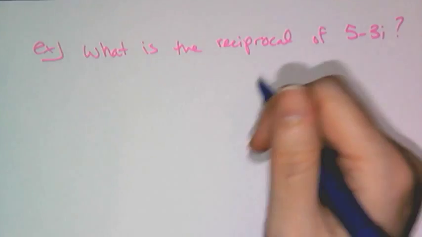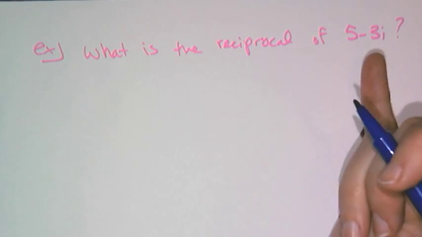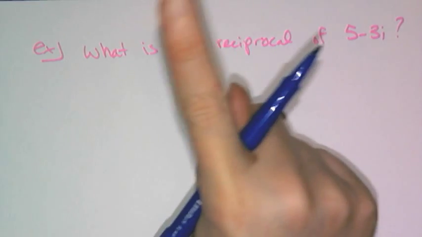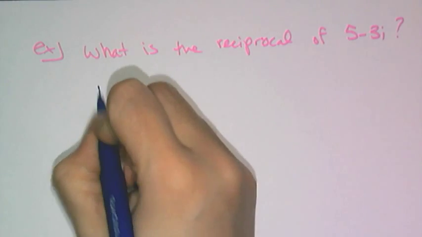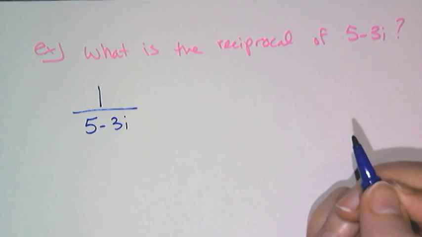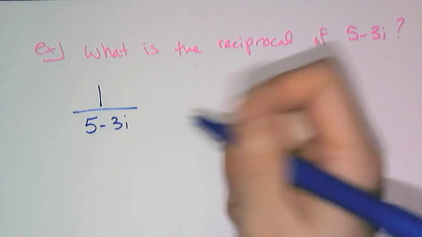And the whole point of complex conjugates is to be able to simplify when I have an i in the denominator. Because remember, i is the square root of negative 1, and I cannot have radicals in the denominator. So if I ask, hey, what's the reciprocal of 5 minus 3i? You can say it's that, which is true, 1 over 5 minus 3i. However, that is not simplified.